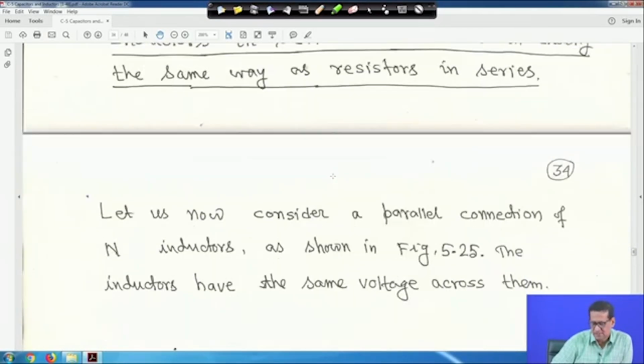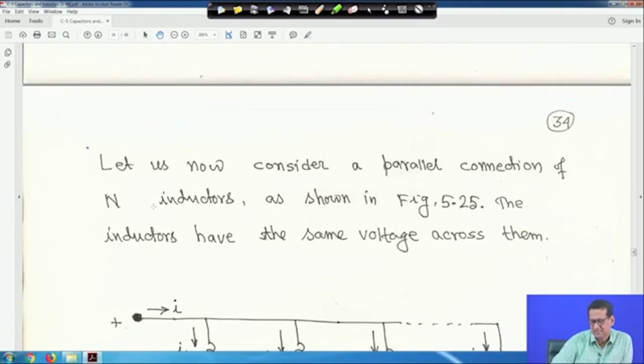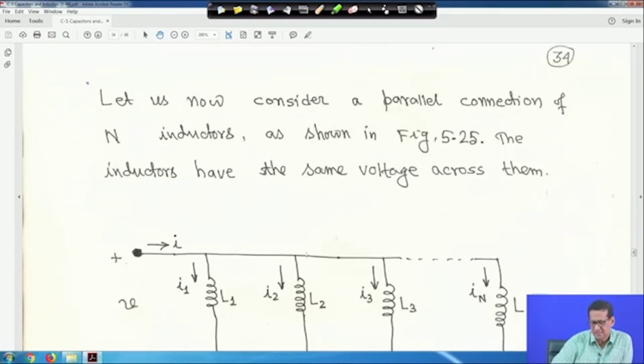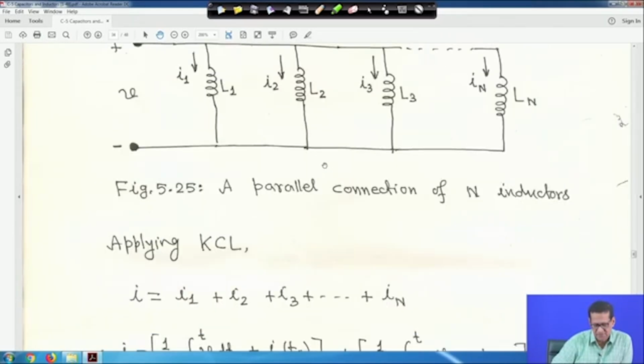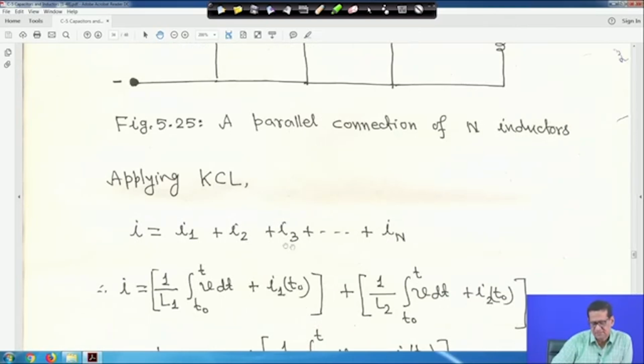Now, consider a parallel connection of n inductors as shown in figure 25. The inductors have the same voltage across them. So this is the voltage, and L1, L2, L3 up to Ln are all inductors connected in parallel, and this is the current I entering, and then I1, I2, I3 are the currents going to inductor 1, inductor 2 and so on. Therefore, if you apply KCL, then I is equal to I1 plus I2 plus I3 up to In.